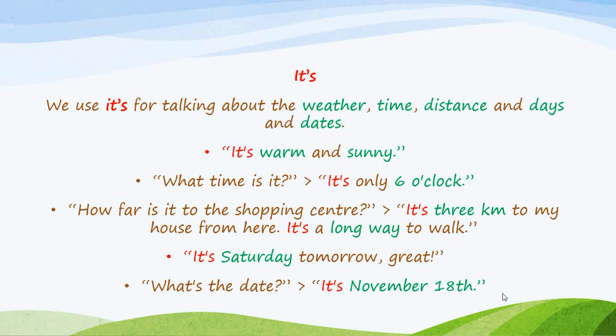In this case, we're talking about the weather. The weather is, it's warm and sunny. What time is it? And you can answer, it's only 6 o'clock. We're talking about time. That's why we use it. How far is it to the shopping center? It's 3 kilometers to my house from here. It's a long way to walk. We're talking about distance in this sentence.